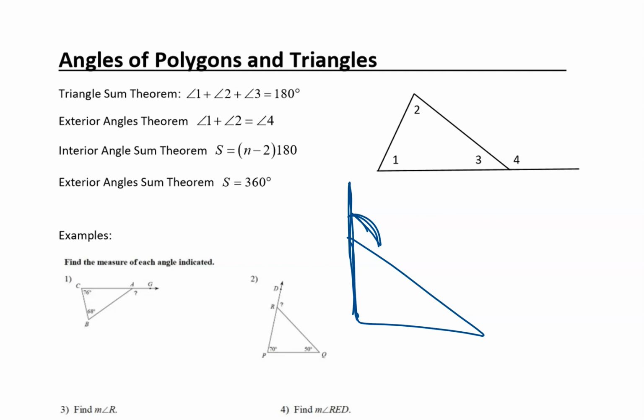So this angle 4 out here is the exterior angle for angle 3. And what the exterior angle theorem says is that this outside angle is equal to this angle and this angle added together. So we're going to use that theorem to do some different things. We'll skip over these two. We'll come back to them in a minute.